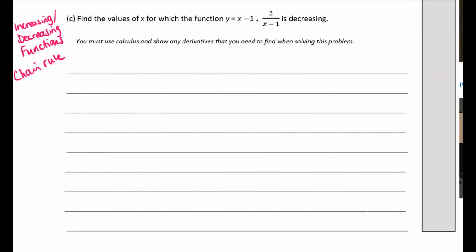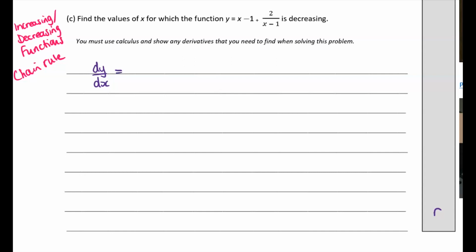This one will be worth an R because it's our merit question for part C. Right, find the values of x for which the function that we have here is decreasing. So if the function is decreasing, that means the gradient is negative. So we need to find the gradient first.